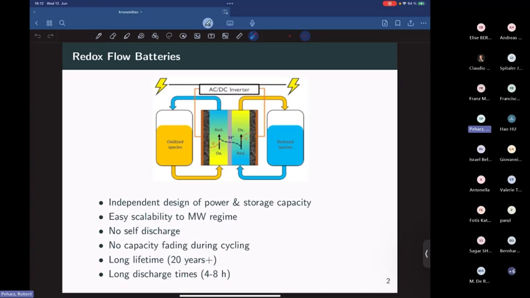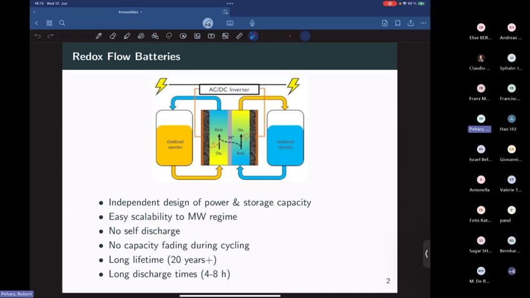Redox flow batteries are pretty nice because you can design, in principle, the power and the storage independently. More storage just means that these tanks become larger, right? You just need to store more substance, and power can become larger by just having more of these cells. By packing a lot of them and putting them in series or in parallel, you can also scale them to the multi-watt regime, which is relevant for renewable energies.